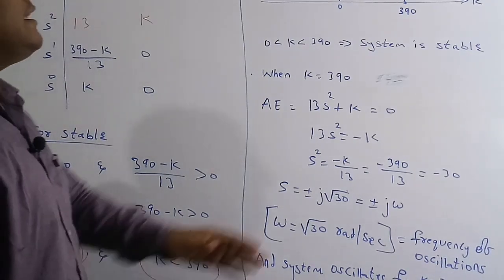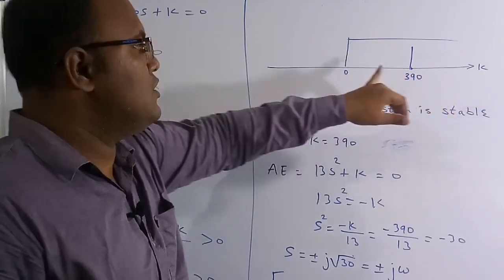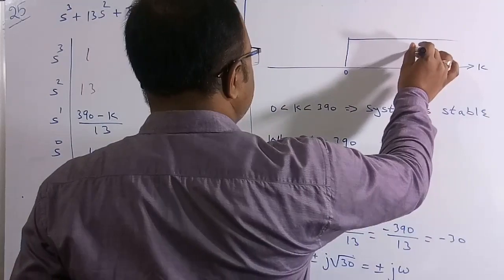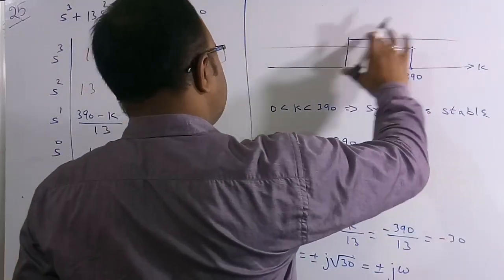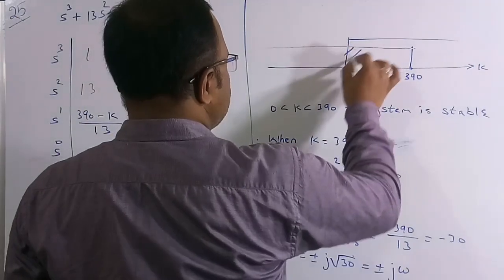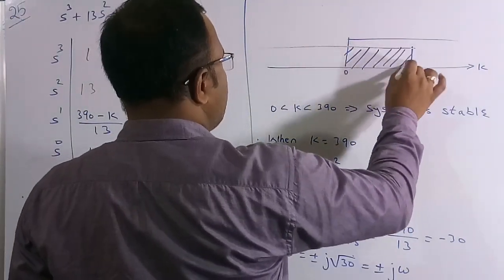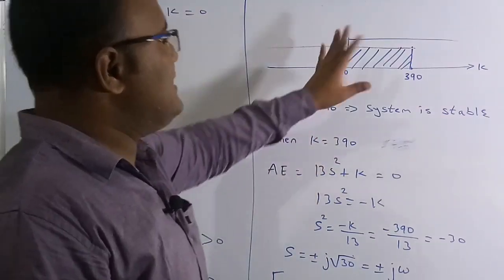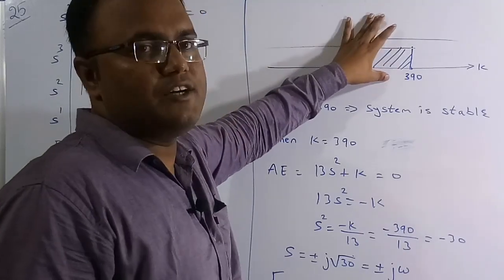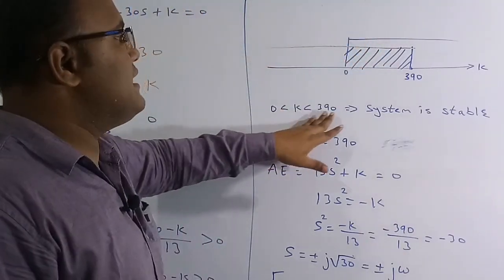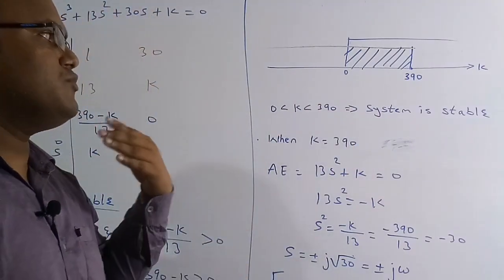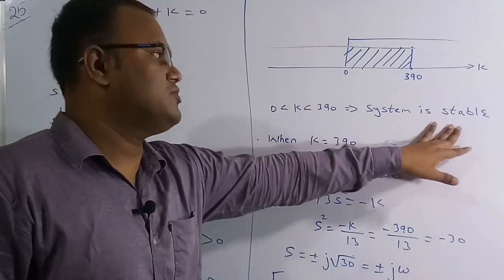So I am going to draw this diagram. With respect to k, k greater than 0 is this one, and k less than 390 means this is the region. For these two graphs, this is the common region in which both constraints are satisfied. This is the only region where both the constraints are satisfied. This is what we really required. So for 0 less than k less than 390, both the constraints are positive, so the system is always stable.